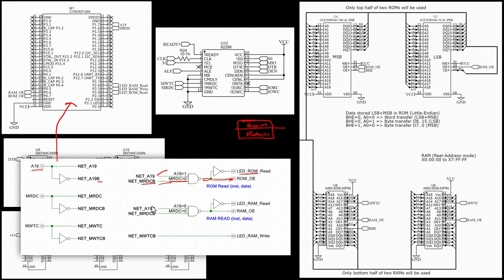Down here now, if A19 equals 0, which you see here, and again, I've got an incoming MRDC that is a low. That'll give me a high here since I've basically inverted it. MRDC, this is the inverted version. So both of these, A19 is also the inverted version that I brought in over here. So that'll give me a 1 and a 1. I'll NAND it. I'll get a 0 out of that. And now I've got my RAM output enable.